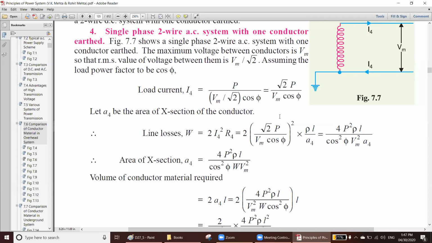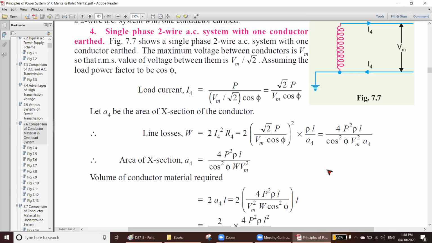Again, the square will eat up the square root. So 2 and 2 is equal to 4: 4 P square rho L divided by Vm square cos square phi A4. Take the A4 and take the W and exchange them. When they change their position, the cross section area A4 is equal to 4 P square rho L divided by W Vm square cos square phi.